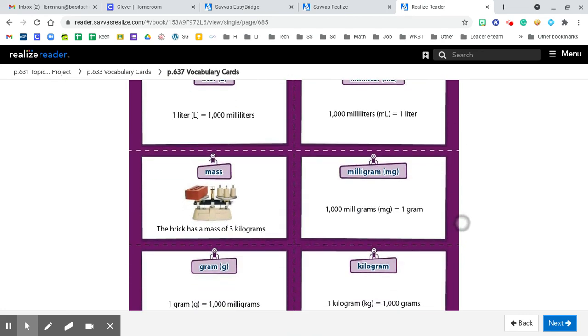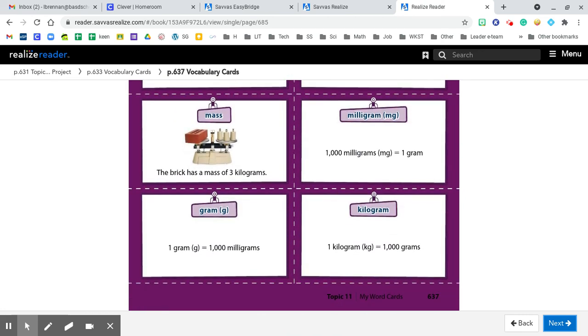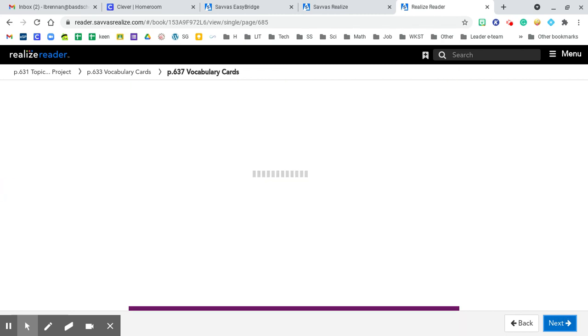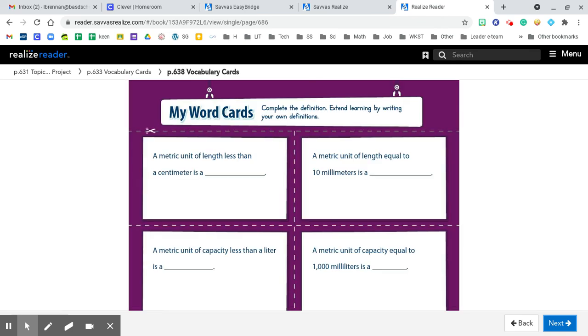And then we've got some more. The brick has a mass of 3 kilograms. 1,000 milligrams is a gram. 1 gram is 1,000 milligrams. 1 kilogram is 1,000 grams. A metric unit of length less than a centimeter, and the answer's on the reverse side. So if you cut them out, you can see the answer there. A metric unit of length less than a centimeter is a millimeter.